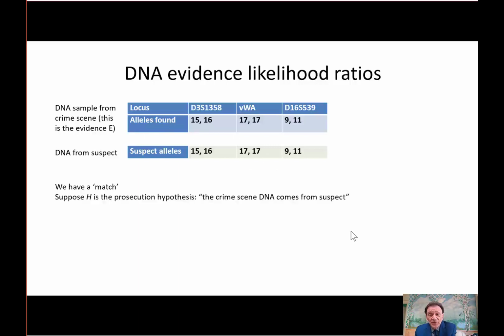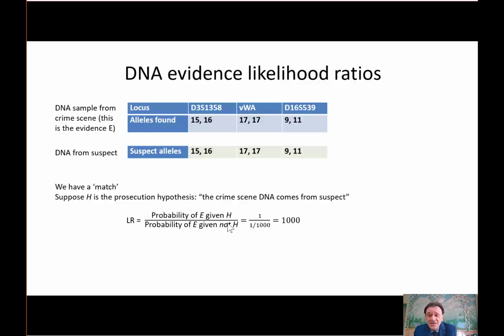So suppose H is the prosecution hypothesis that the crime scene DNA comes from the suspect. Then we can calculate the likelihood ratio of the DNA evidence in respect of H as the probability of getting that DNA evidence, given that it comes from the suspect, divided by the probability of having that evidence if it doesn't come from the suspect. Now the numerator here, the probability of E given H, is assumed to be 1 because if the DNA comes from the suspect, then we would, assuming no errors in the process, find exactly those alleles. The probability of E given not H is an estimate of the probability that a person other than the suspect would have exactly the same alleles on those loci.